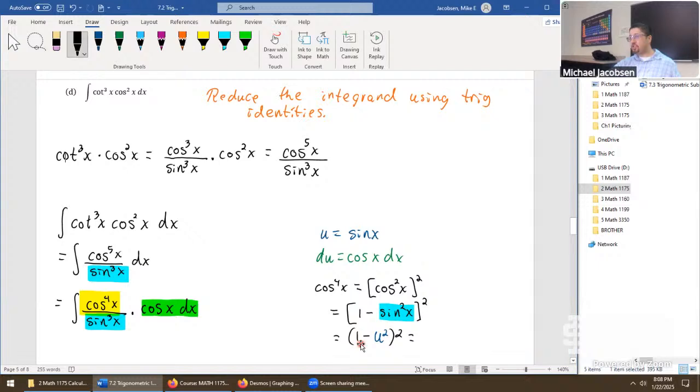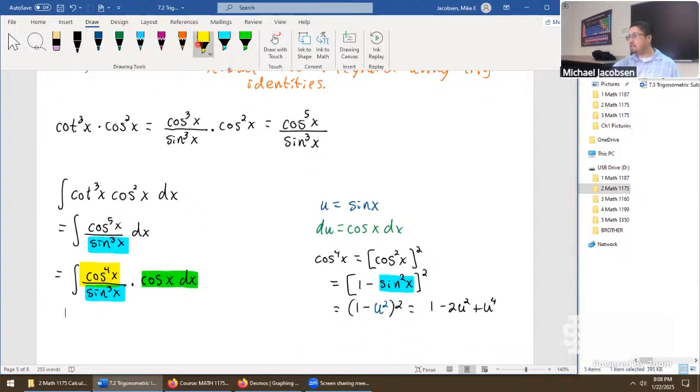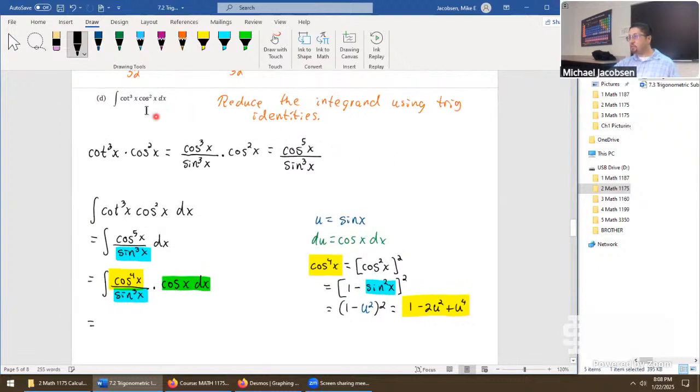Lastly, expand all this out and just toss it back into the integrand. So 1 minus u squared squared becomes 1 minus 2u squared plus u power 4. That almost feels like deja vu in a way. So this portion gets connected this way. And now our integrand is all ready to go.